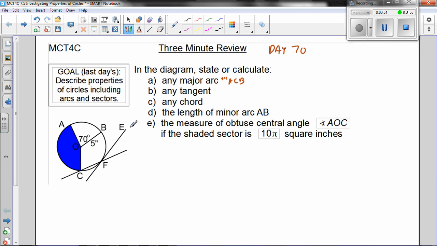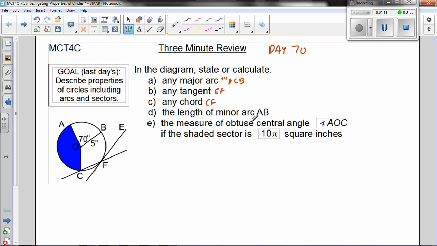A tangent is a line that touches only in one spot. This one here would be a secant because it cuts in two spots. EF is a tangent. A chord is any line segment that connects two points on the outside of a circle, so CF is a chord.